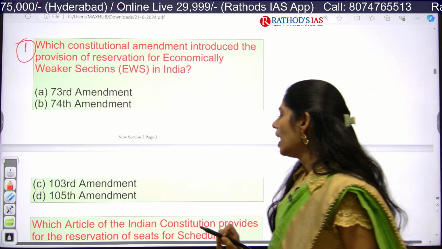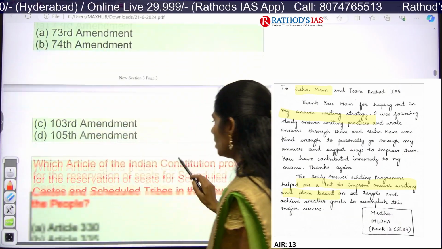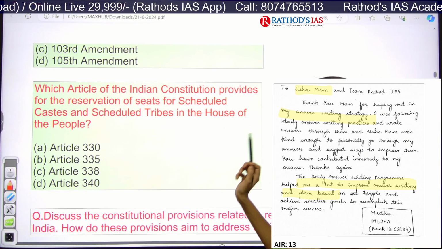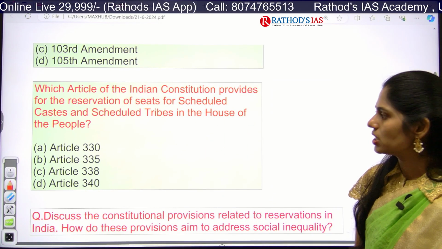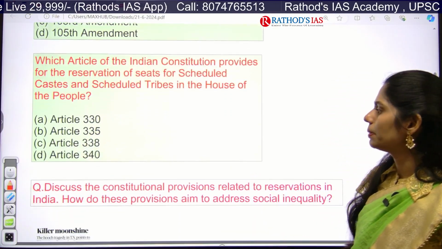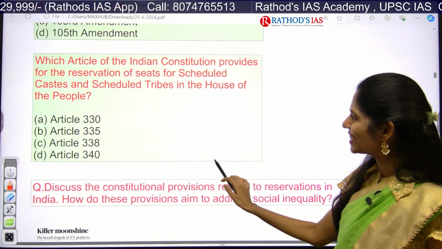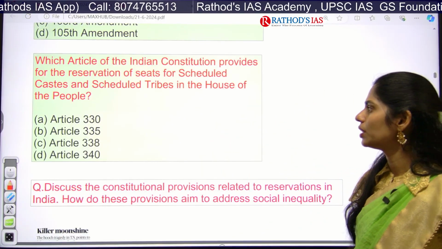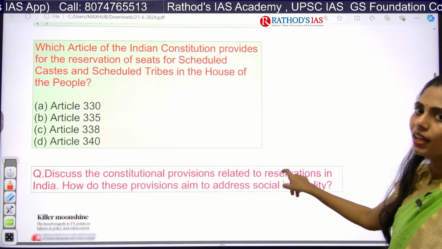And the next question is, which article of the Indian Constitution provides for the reservation of seats for Scheduled Castes and Scheduled Tribes in the House of the People? So do research and let me know which article is talking about reservation of seats for the Scheduled Castes and Scheduled Tribes in Lok Sabha.